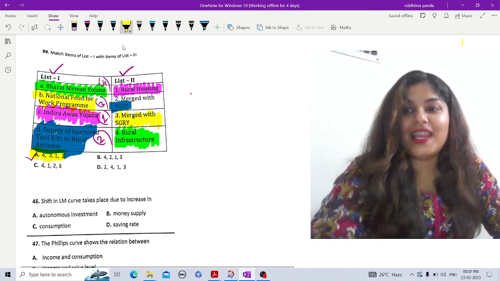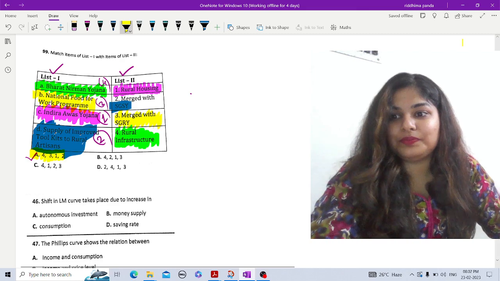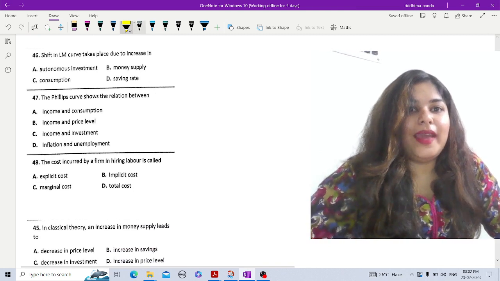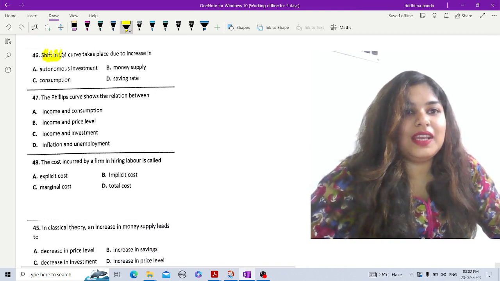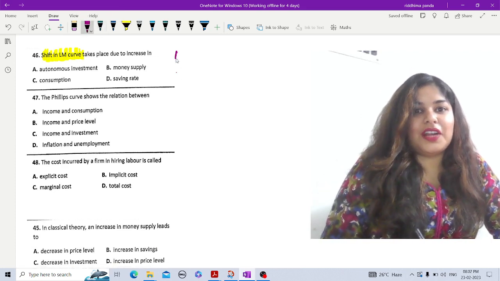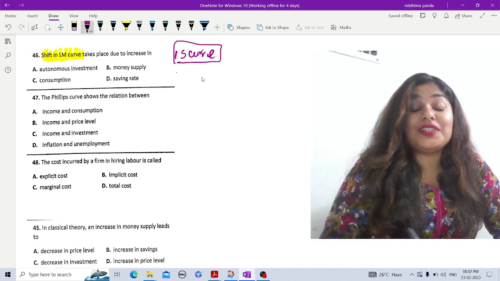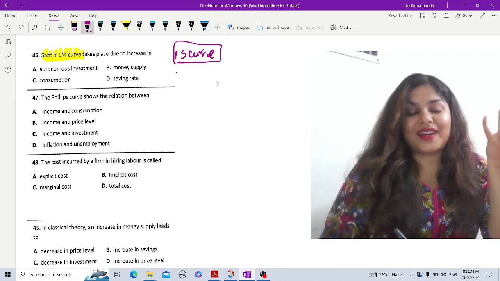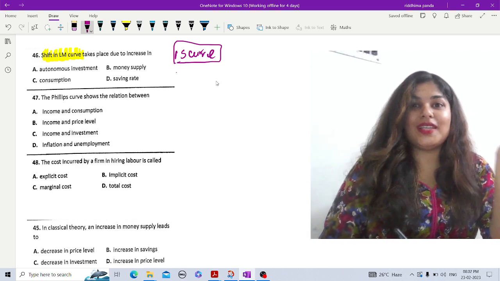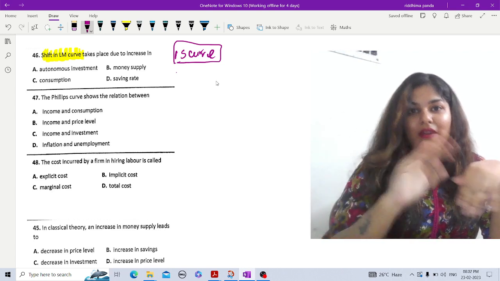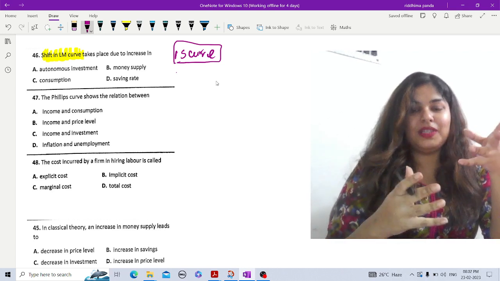As you can see, the next question is about the LM curve. Shift in LM curve. First, let's talk about the concepts of IS-LM. To start with, the IS curve talks about commodity market equilibrium. Any point on the IS curve implies that your commodity market is in equilibrium, meaning demand is equal to supply for goods. Any point off the IS curve, on the right side or left side, means disequilibrium. And what should be done to bring it into equilibrium?